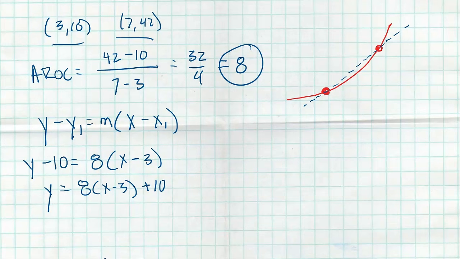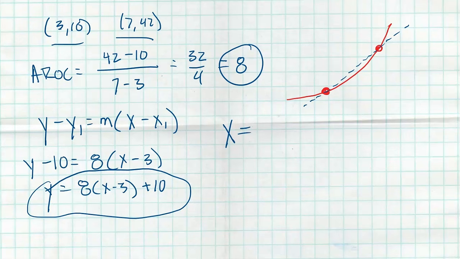But again, I want everybody to be very clear what I'm doing here is I've found the equation of that secant line connecting those 2 points, which I was looking at the average rate of change for. Now, what I could do is I could use this line right here to make predictions. So let's do 5, for example. Let's predict what happens when x equals 5.